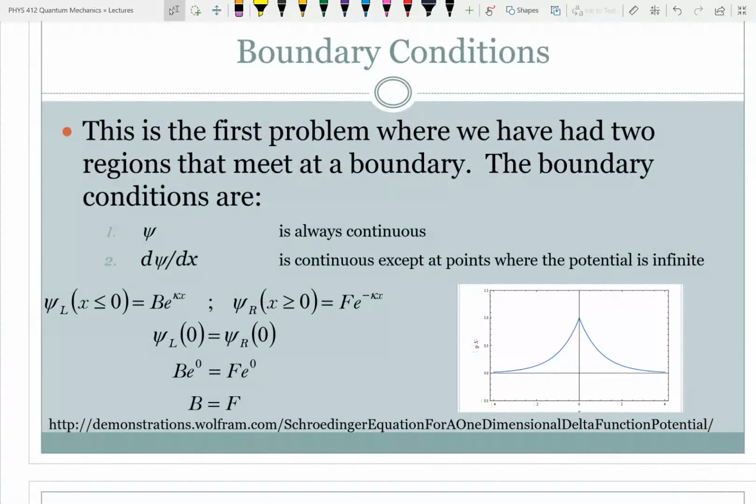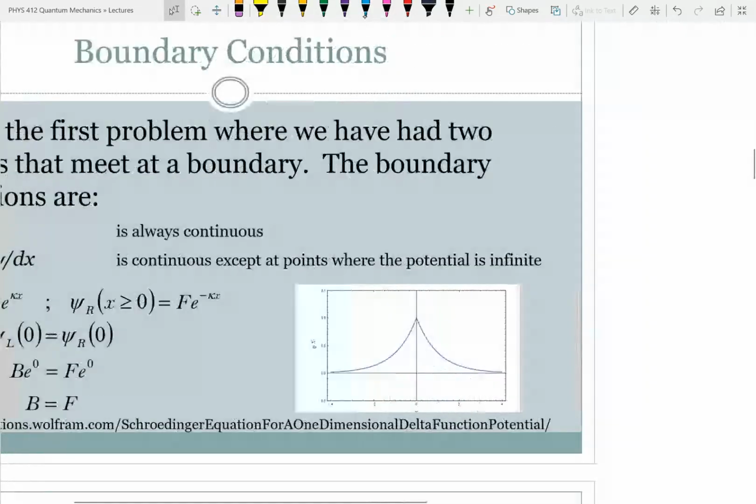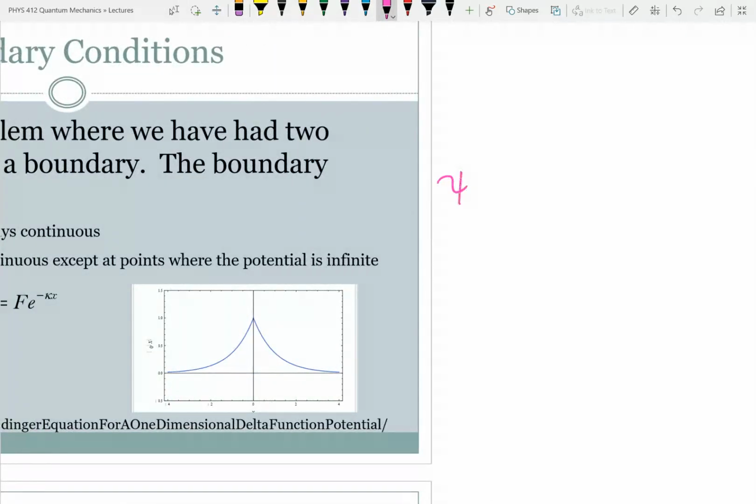So we have this function, psi, defined in two regions, one on the left-hand side, one on the right-hand side. And then we apply our boundary conditions. First boundary condition is that psi must be continuous. So we have psi at the boundary equal to psi at the boundary. I put in 0 because that's where the boundary is. I have the left one and the right one.